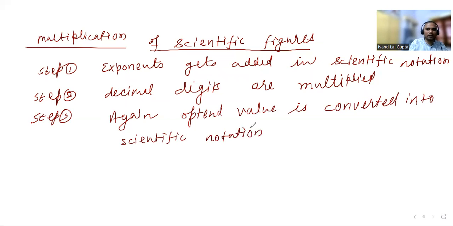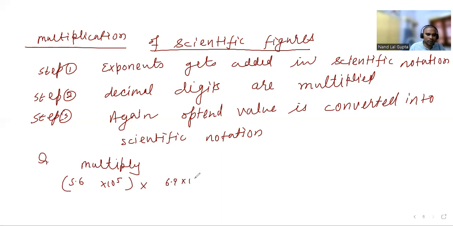Will you try to do that one? Yes, sir. Okay. The question is: multiply 5.6 into 10 power 5, in one bracket, and in another bracket 6.9 into 10 power 8. This is the question. Now we have to multiply this one. My handwriting may not come out well because I am seated like this.